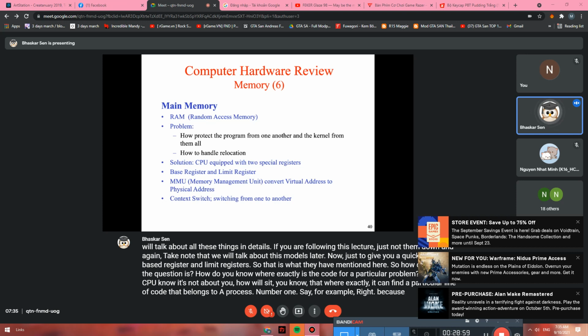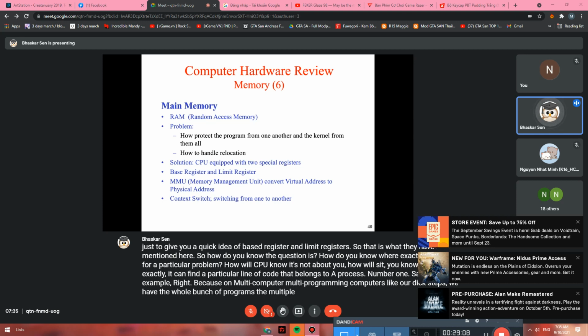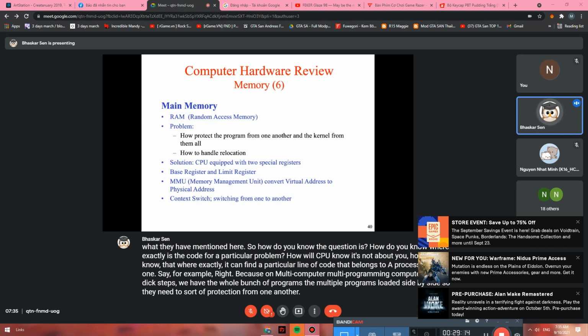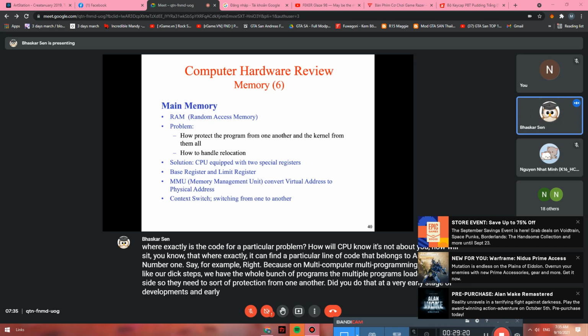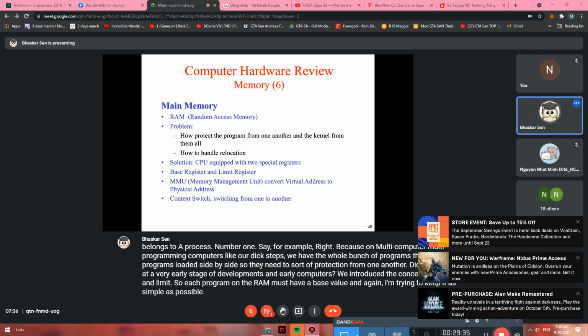Because on multi-programming computers like our desktops, we have a whole bunch of programs loaded side by side. So they need a sort of protection from one another. To do that, at the very early stage of development in the early computers, we introduced the concept of base and limit. So each program on the RAM must have a base value. I'm trying to keep it as simple as possible. We will talk about all these things once more in memory management. We'll spend time there.